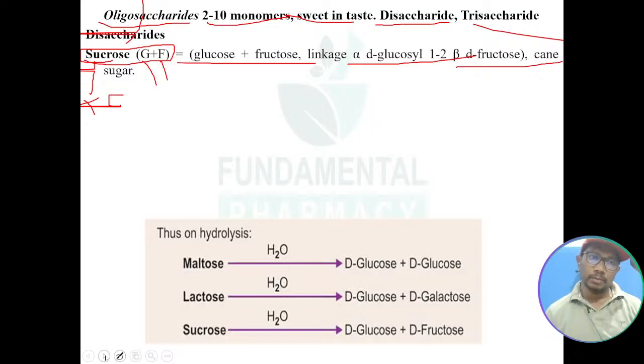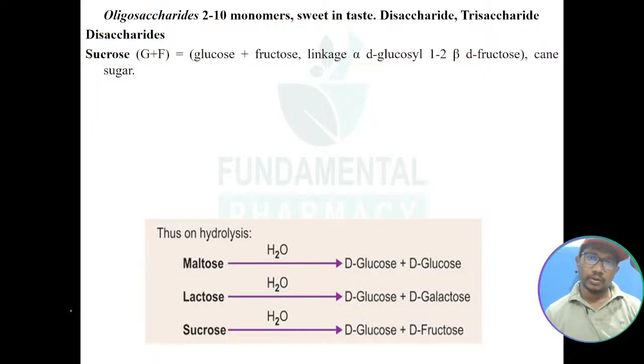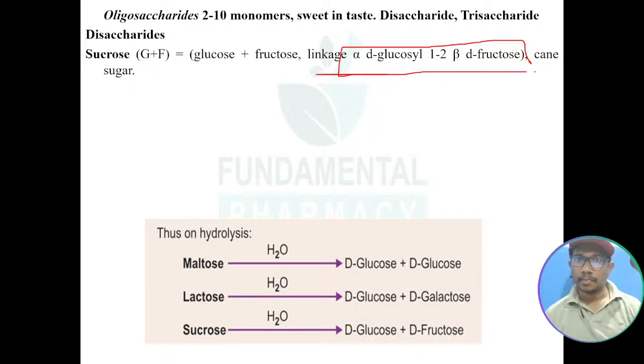What is the glycosidic bond linkage? अल्फा डी ग्लूकोसिल 1,2 बीटा डी फ्रुक्टोज इज अ सुक्रोज. Sucrose is a non-reducing sugar. Remember, made from a glucose plus fructose. Sucrose is also known as a cane sugar, also known as a table sugar, also known as a common sugar, also known as a invert sugar.